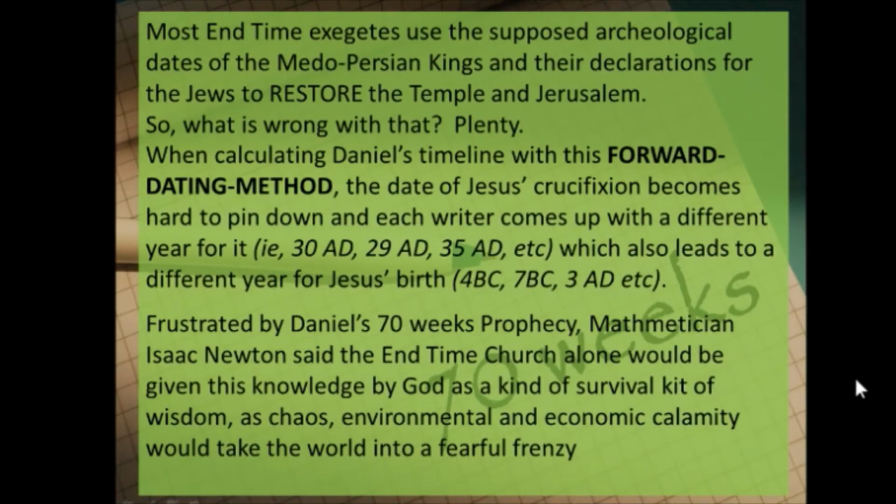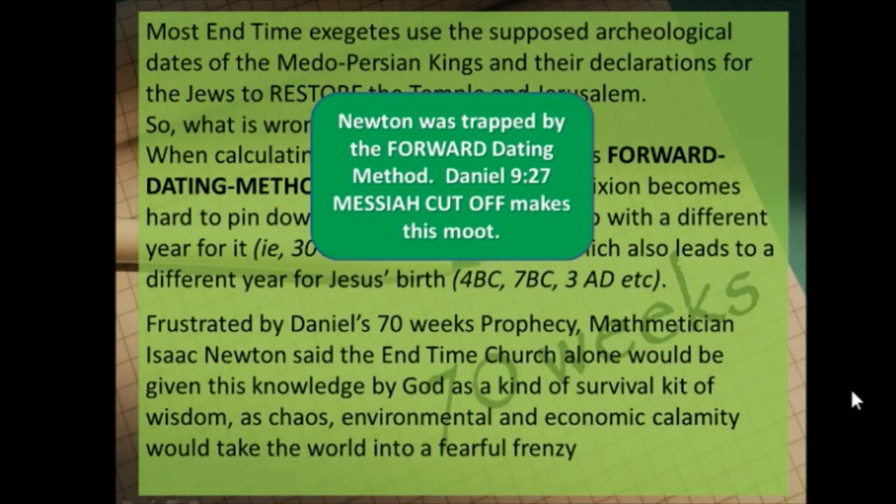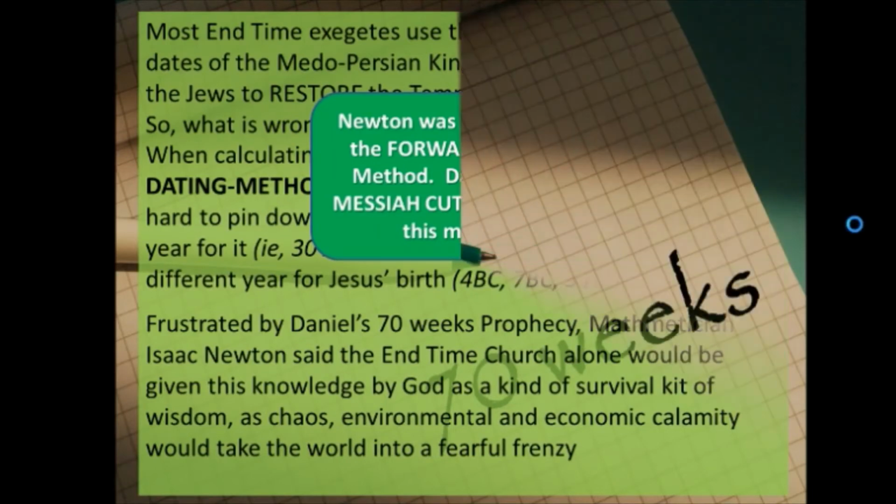So if he was frustrated trying to use this to determine when the temple would be rebuilt, he had a lot of assumptions that were wrong, I think. And so we're going to talk about some of that today. He was trapped in the forward dating method, but Daniel 9:27, the Messiah cutoff, makes his forward dating method moot. I'm going to explain that in just a second. Daniel 9:27, the Messiah cutoff, and you're going to have to read that verse and determine what that means.